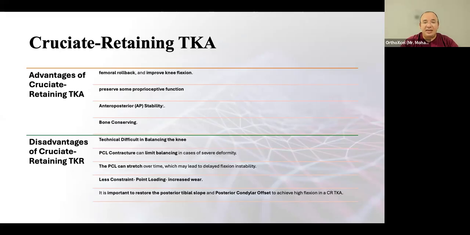I have to have a balanced knee. If the BCL is contracted, if any contraction around the knee is not easy to open, the knee is very tight, the BCL will be really difficult. CR will be a bit difficult technically. If the BCL contraction is limiting the balance, the BCL can stretch with time, so give a bit of instability, even a micro instability. Less constraint, less conformity because it's a flat on round. So a bit of point loading and increased wear. So these are the advantages and disadvantages of CR.